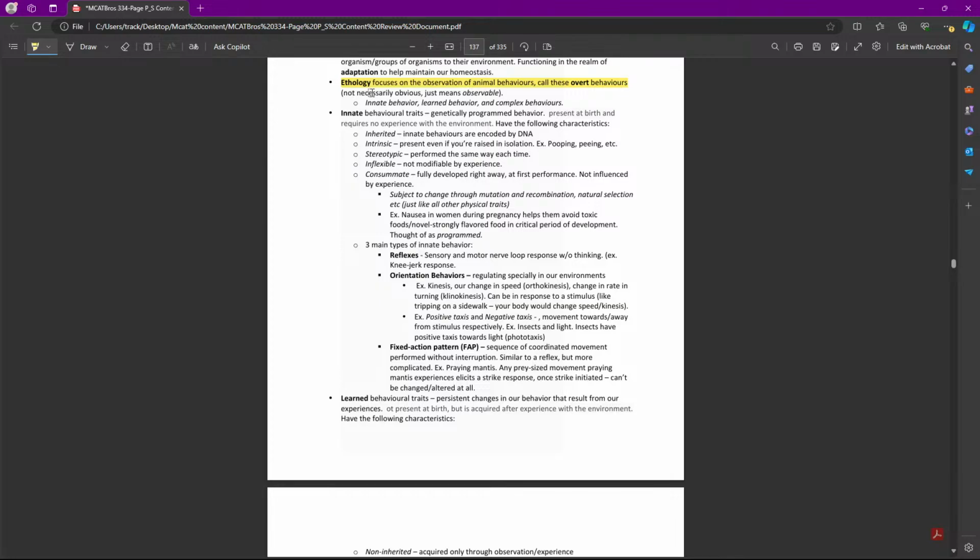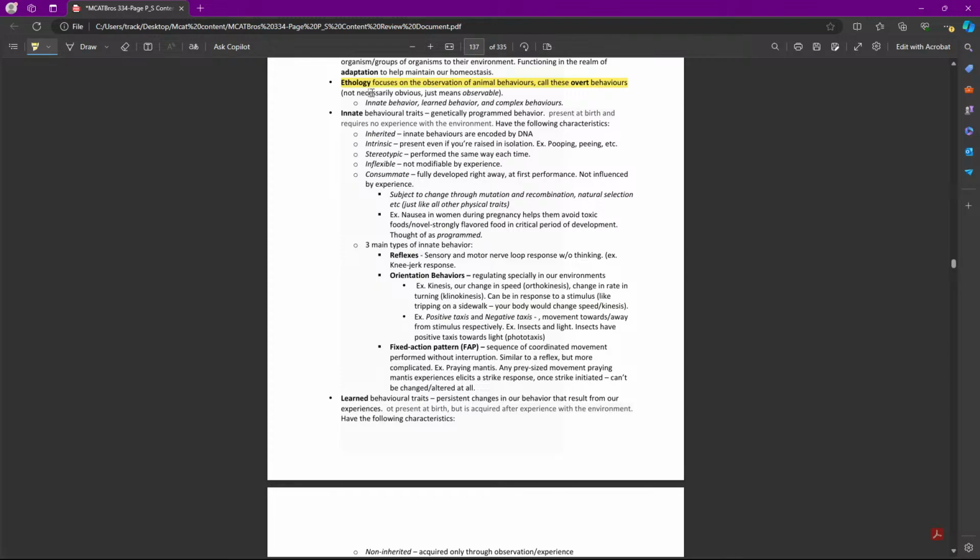Innate behaviors, learned behaviors, and complex behaviors. Innate behavioral traits are genetically programmed behaviors present at birth and require no experience with the environment. They have the following characteristics: inherited, intrinsic, stereotypic, inflexible, and consummate.